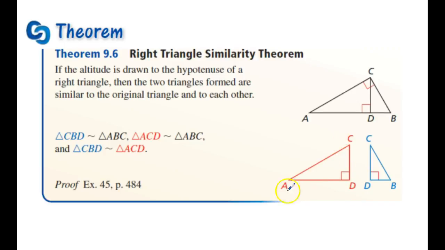So here I have them drawn out separately. AD would be considered the long leg, so that part is similar to CD here, because this is the longer leg. The shorter legs are similar, and the hypotenuses are similar. And so all three of these triangles are similar, and I know that because I took my right triangle and drew the altitude from the right angle to the hypotenuse.